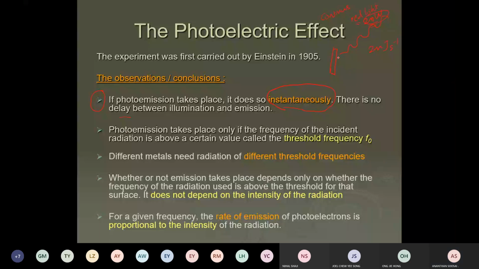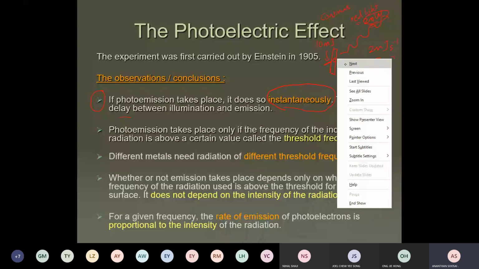Let's say the electron in the metal plate is bonded. Of course, the electron is tightly bonded to the metal. Let's say the bonding carries an energy of 10 millijoules. Red light power is 2 milliwatts. That means you're only going to give 2 millijoules in 1 second, but the electron is bonded with 10 millijoules. After what time should the electron be released from the material surface? Anyone?